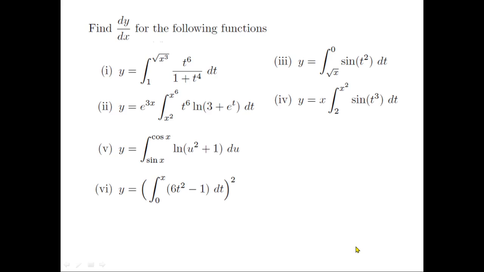In my next video, I would like to explain the solutions of this type of problems, where the lower limit is a constant and the upper limit is some function, where the lower limit is a function and the upper limit is a constant, and where both are functions of x, that is both are variables.